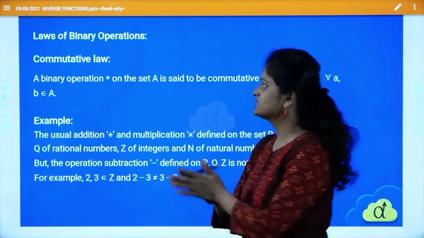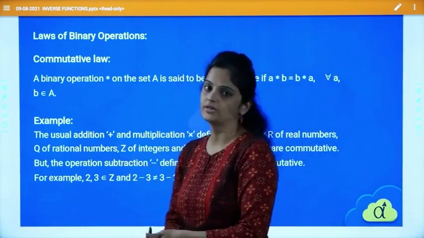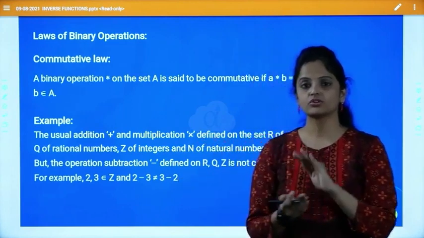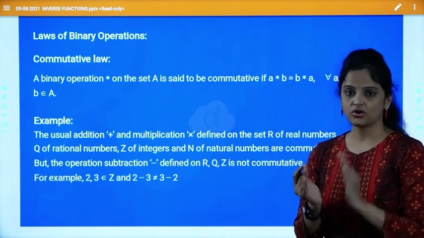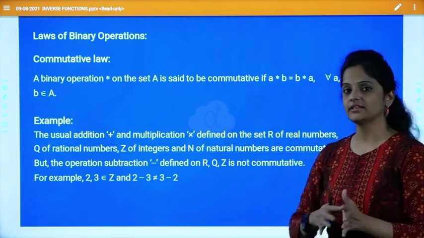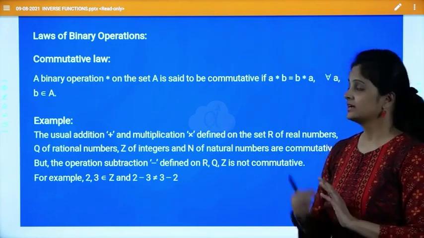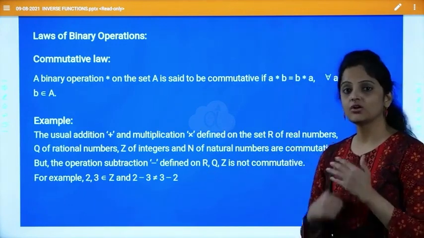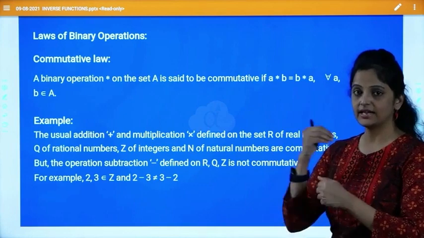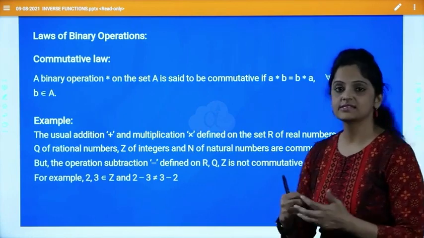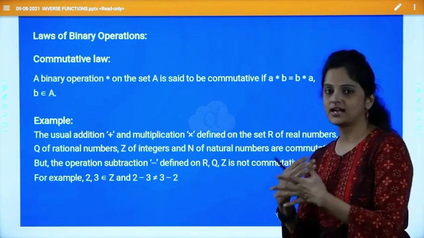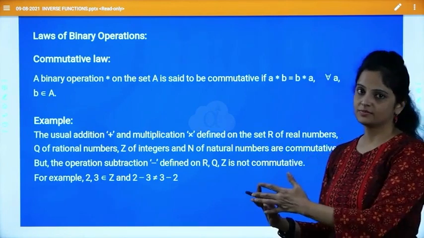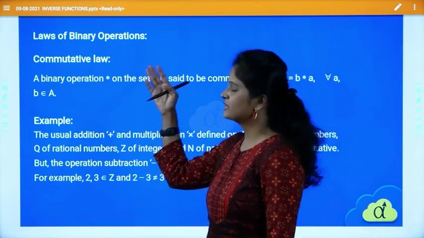So the next topic is the laws of binary operation. So far what you saw is only the definition. According to the definition, we are just checking whether it is natural or not. With the laws we are learning now, we are going in depth. I am trying to understand how it behaves.